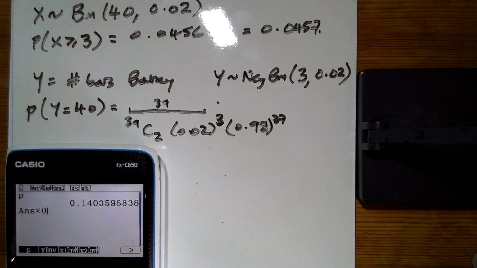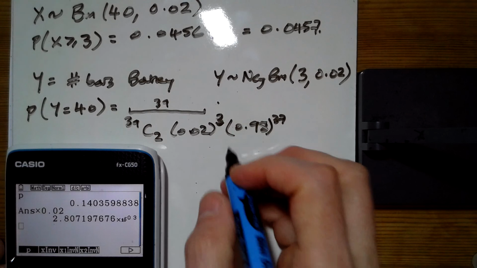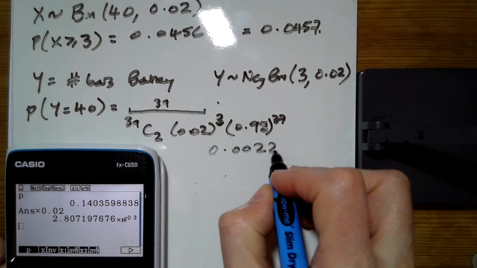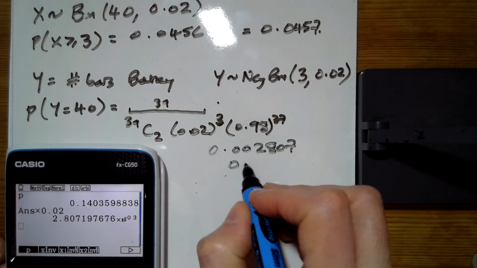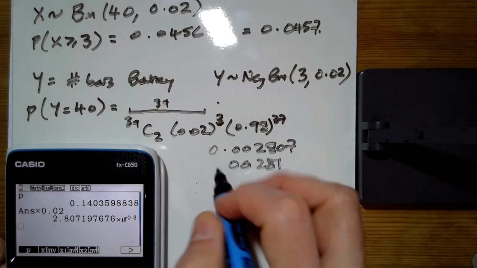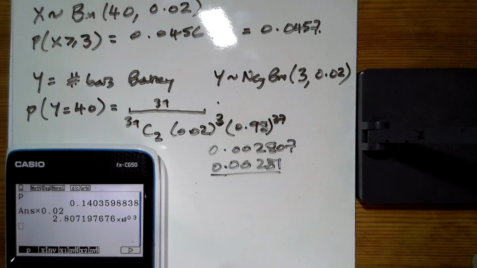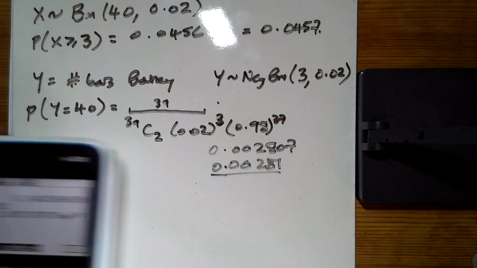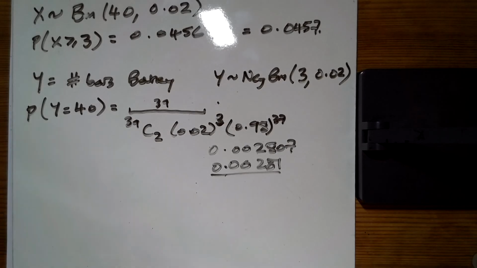And then I need to times that by 0.02. So timesing that by 0.02 gives me quite a small number, 0.002807. So 0.00281 if I'm putting that there, and I'll probably check that. If I've got time, I could tap it in directly as well, going through all of that.